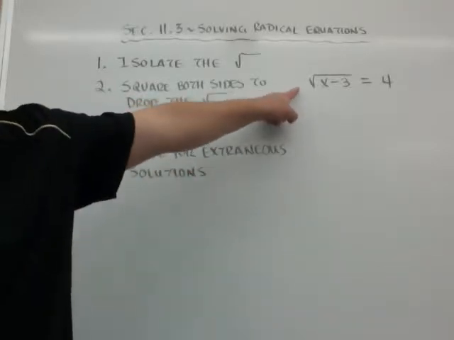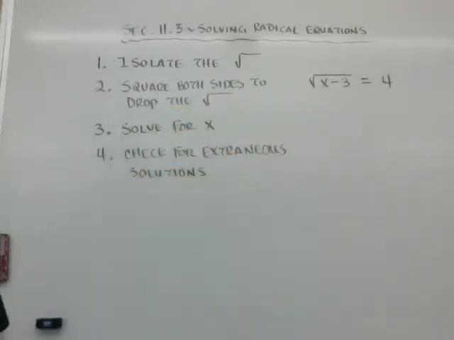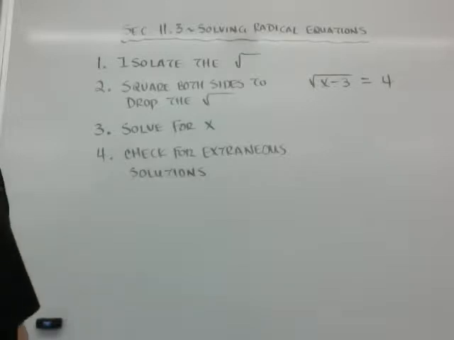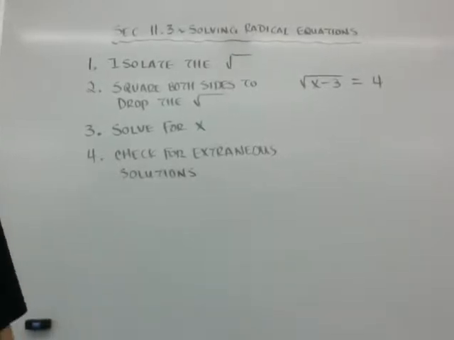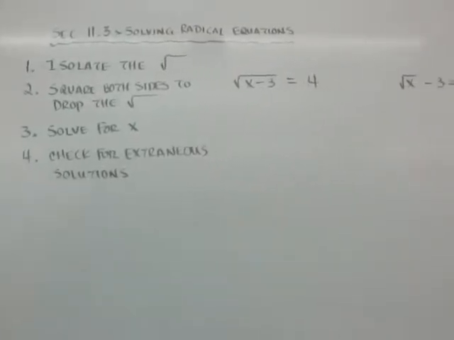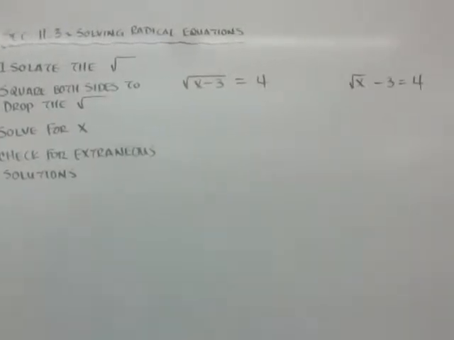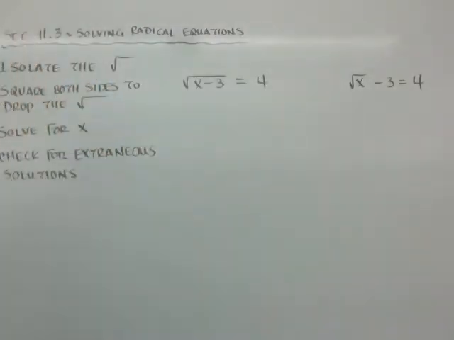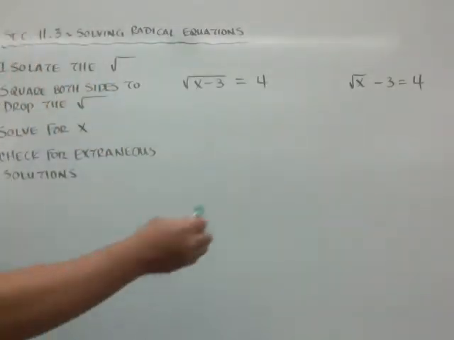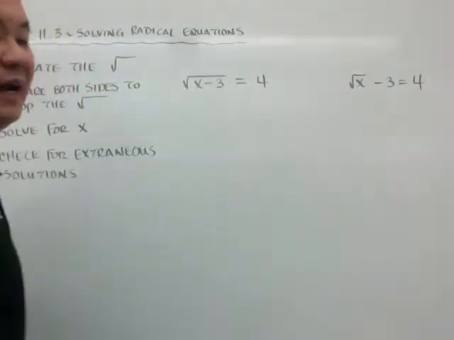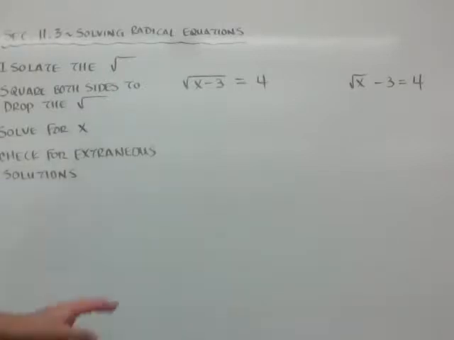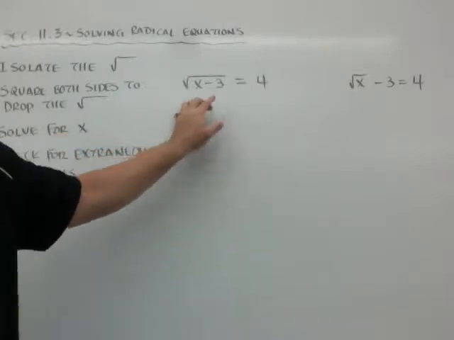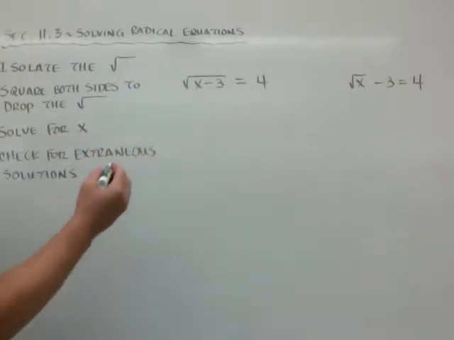So you can see an example here. Radical x minus 3 is equal to 4. There's nothing outside of the radical sign on that side of the equation, whereas I'll show you another one, where there is the minus 3 or subtract 3 after the radical. So what you want to do is isolate it. If it's isolated, all you need to do is square both sides to drop the radical.